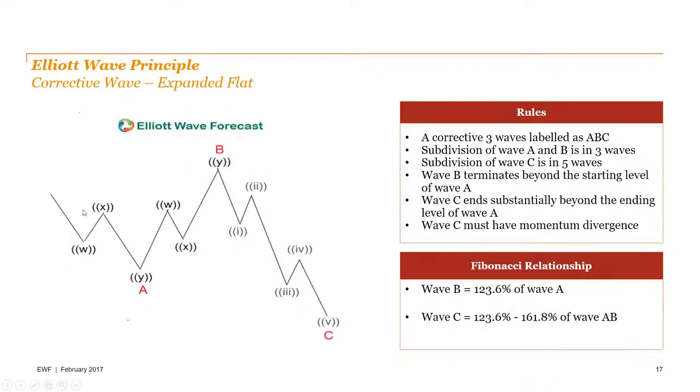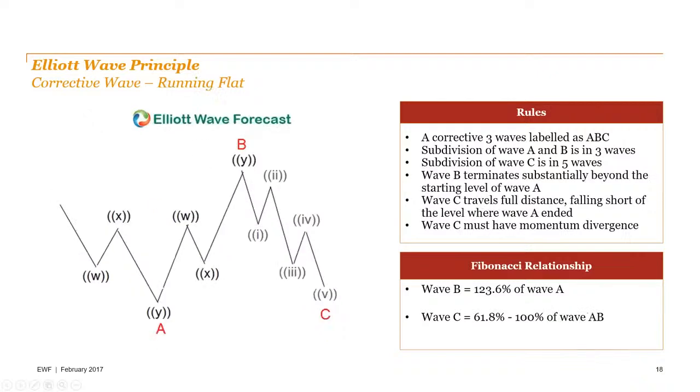Expanded flat, on the other hand, is another variation of flat. The difference is just that wave B terminates beyond. So in the expanded flat, wave B terminates beyond the starting level, and wave C ends substantially beyond the ending level of wave A. But otherwise, everything is the same, 3-3-5, momentum divergence. The Fibonacci is slightly different with B because it terminates beyond the starting point of wave A, so usually 123.6% of wave A. Wave C is usually 123.6% to 161.8% of wave A and B. We're going to take a look at an example of this, so don't worry about it.